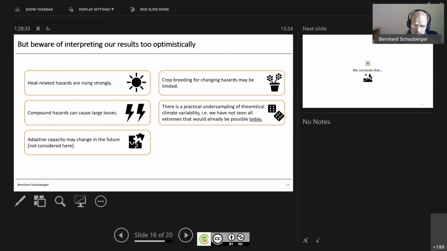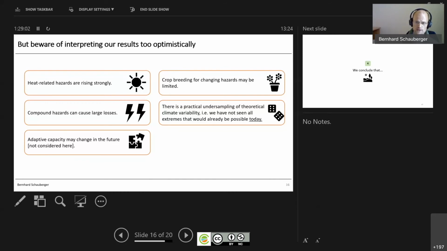Then adaptive capacity is important. So for example, increasing irrigation if it's too dry, there are very clear limits. So this should also be considered. We did not include it in this study. Then if we say, okay, if there's more dry and hot spells over summer, we need to change crop breeding. But it is also quite well known that crop breeding is always much slower than the hazards.